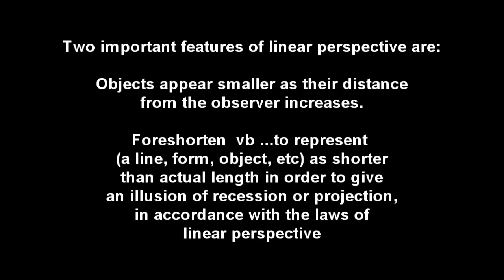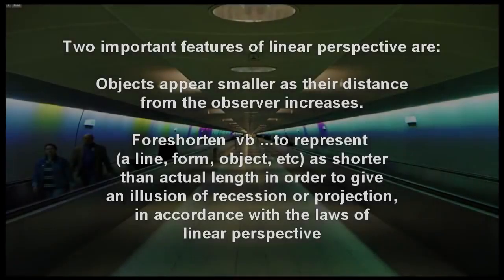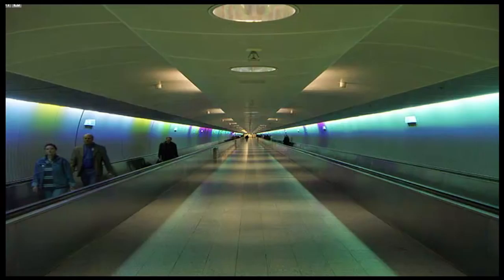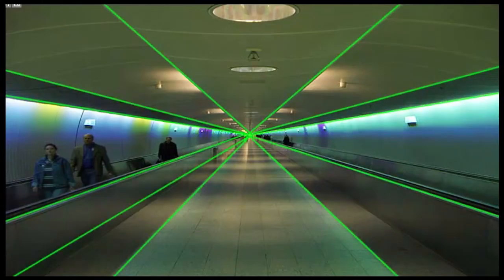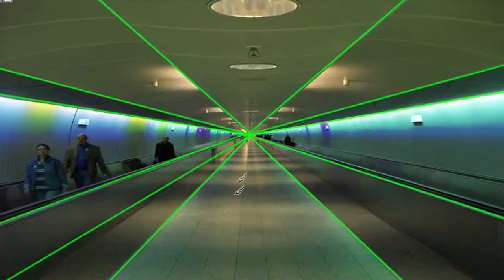Let's look at the first feature. Objects appear smaller as their distance from the observer increases. We can see all these lines in this airport converging on one point, and that point that they converge to is called the vanishing point. This point right here is the vanishing point. And as you proceed along the lines toward the vanishing point, objects appear to get smaller.